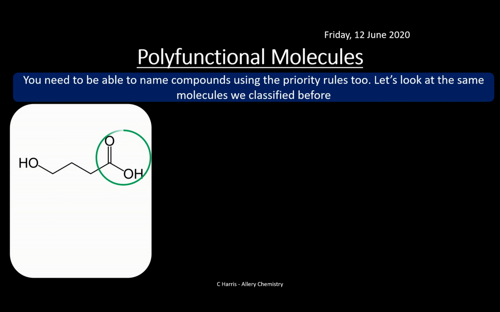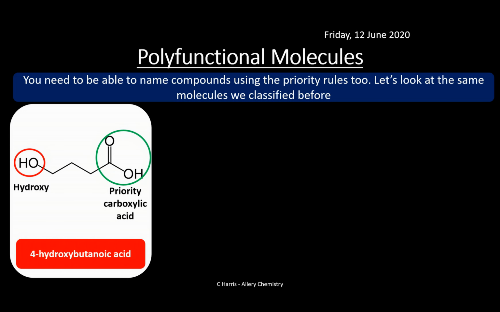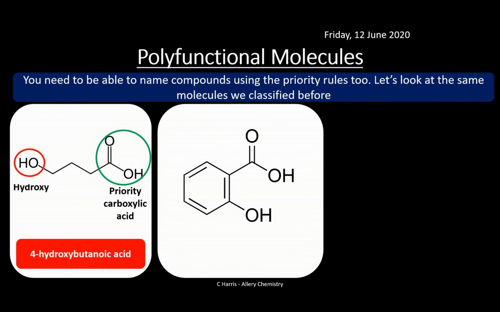So this one, you can see that is your priority. That's your carboxylic acid and your hydroxy, and that's 4-hydroxybutanoic acid. So that was the naming of that first one. Okay, because we know it was a carboxylic acid, so it must end in oic acid. Okay, what about that second one that we'd seen before? So again, pause the video, see if you can name it. We know what the priority group is in this. This is the carboxylic acid.